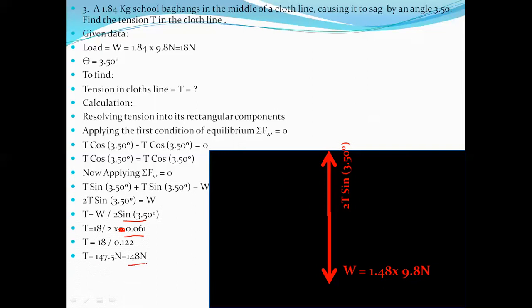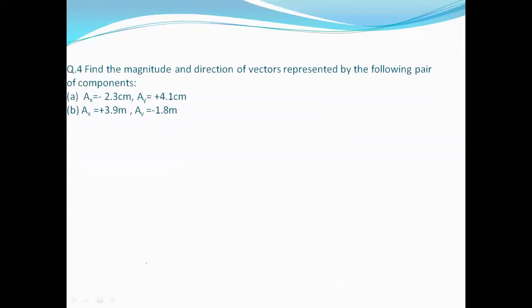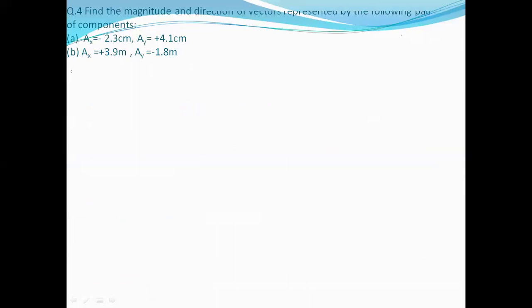Next, we have a question: find the magnitude and direction of a vector represented by the following pairs of components. Let's say this is the horizontal component, which is negative 2.3, and this is the vertical component, which is positive 4.1 centimeters. Now in part B, the horizontal component is 3.9 meters, while the vertical part is minus 1.8 meters.